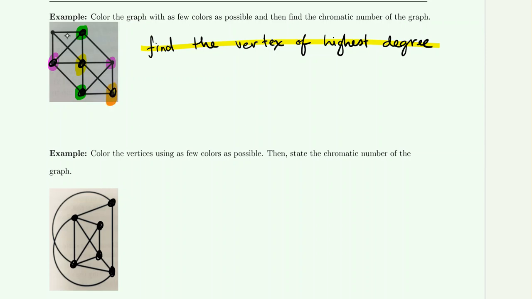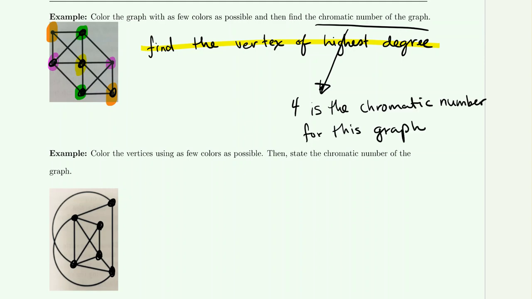Okay. These two vertices, there's only one more uncolored. It's not directly connected to this by a single edge, so it could also be orange. So we gave this a coloring with as few colors as possible, and then remember the chromatic number is just the least number of colors that needed to be used, and here we've got 4 different colors used. So 4 is the chromatic number for this graph.